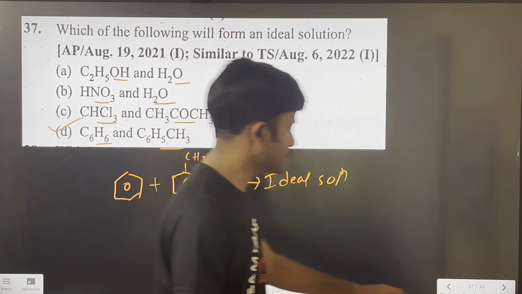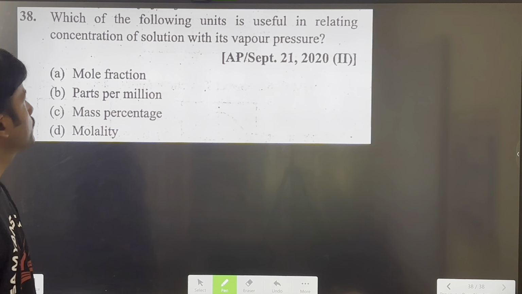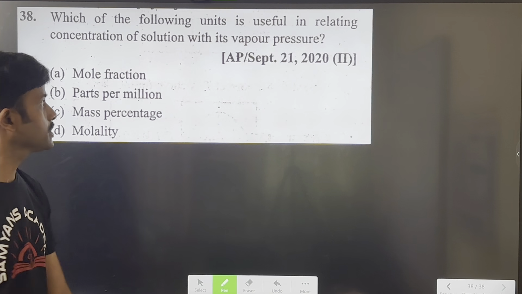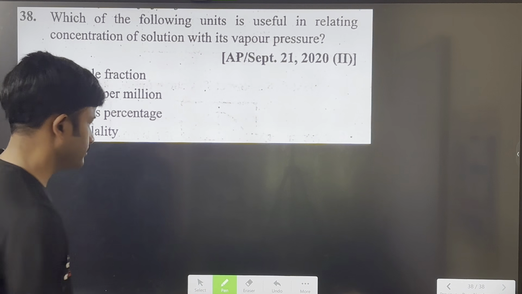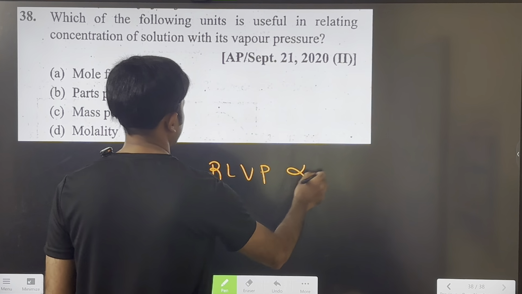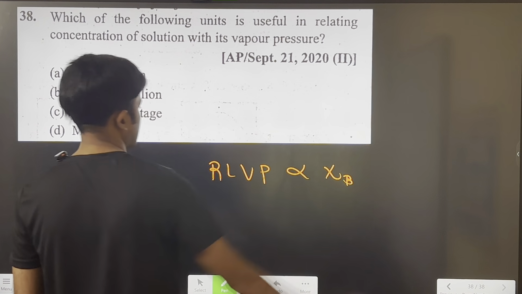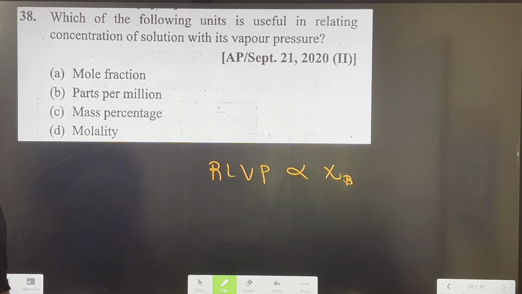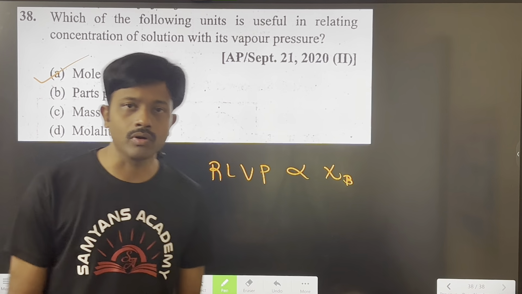Move on to the next question. Which of the following units is useful in relating concentration of solution with its vapor pressure? Relative lowering of vapor pressure is directly proportional to the mole fraction of the solute, already you know that according to Raoult's law. The answer is mole fraction. Okay, and move on to the next question.